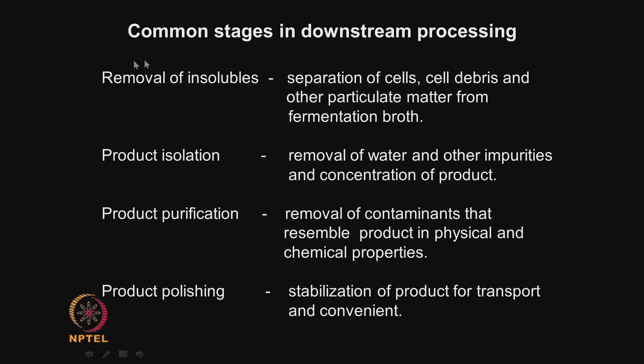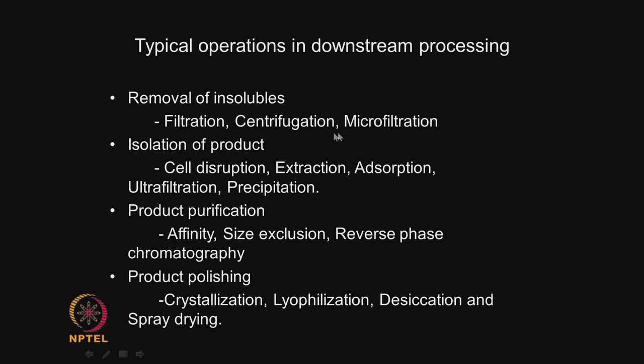Okay. First, removal of insolubles: you are separating cells, cell debris, particulate matter, salts, fermentation broth and so on. Then product isolation, where you may be removing water and impurities and concentrating your product. Then product purification, where you are removing contaminants and purifying the product to a very high purity. And then polishing, where you keep the product ready for transportation and convenience. Removal of insolubles involves filtration, centrifugation, microfiltration, whereas isolation of the product will involve cell disruption, extraction, adsorption. Purification will involve chromatography like affinity chromatography, size exclusion chromatography, reverse phase chromatography. Then product polishing will involve crystallization, lyophilization, desiccation, spray drying, adding chemicals or agents which will prevent the disintegration of your product, and so on.